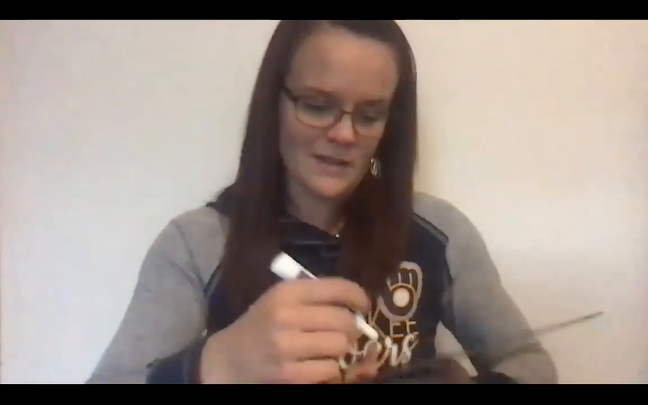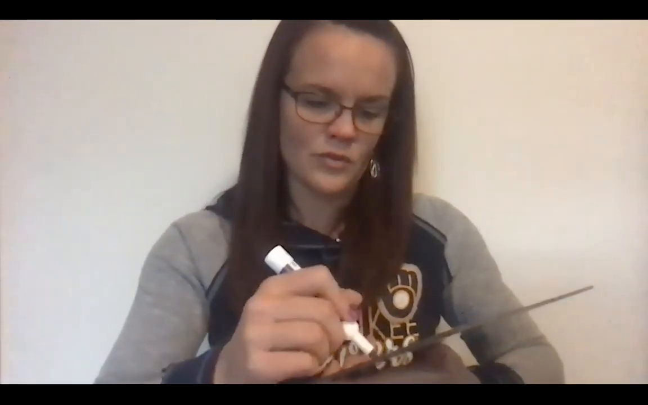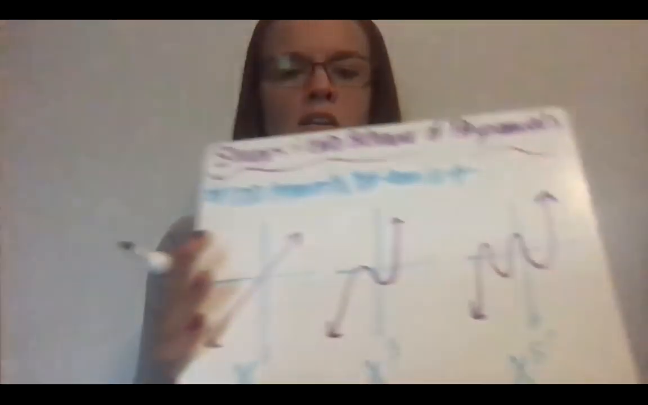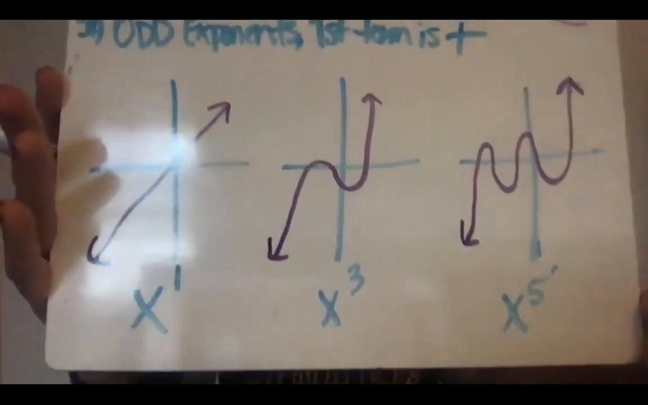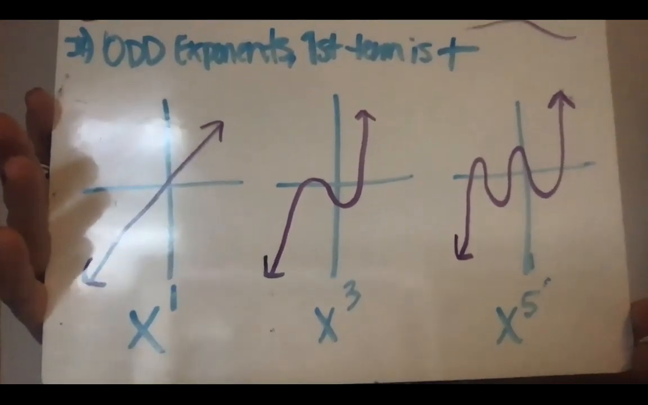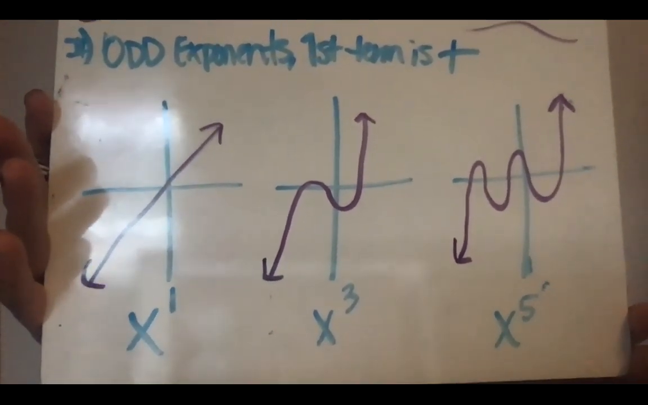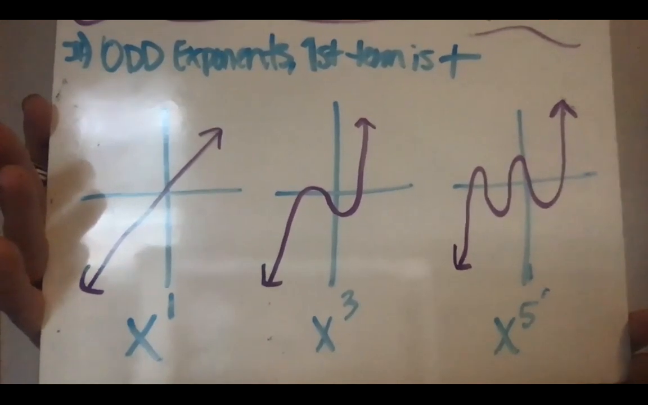4, should be 1 less than. So here we're going to go 1, 2, 3, 4, and then shoot it back to the top. So let's make sure that we have those in our notes. So we have the basic shape of what x to the first power, x to the third power, and x to the fifth power look like.